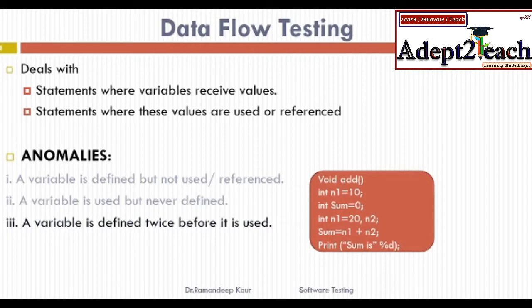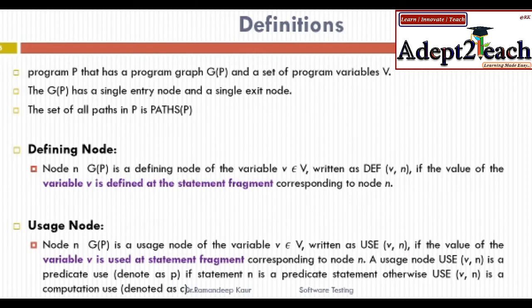That means I have defined n1 right in the beginning, like int n1 is equal to 10, and again I am redefining it like int n1 is equal to 20, and I'm also defining n2 as integer type. So this is the statement where I am giving the value 10, and the statement where I am giving the value 20 to n1. So I am defining a variable multiple times before it is used. Such statements are the most error prone areas in your entire code. So these are the focus area of data flow testing.